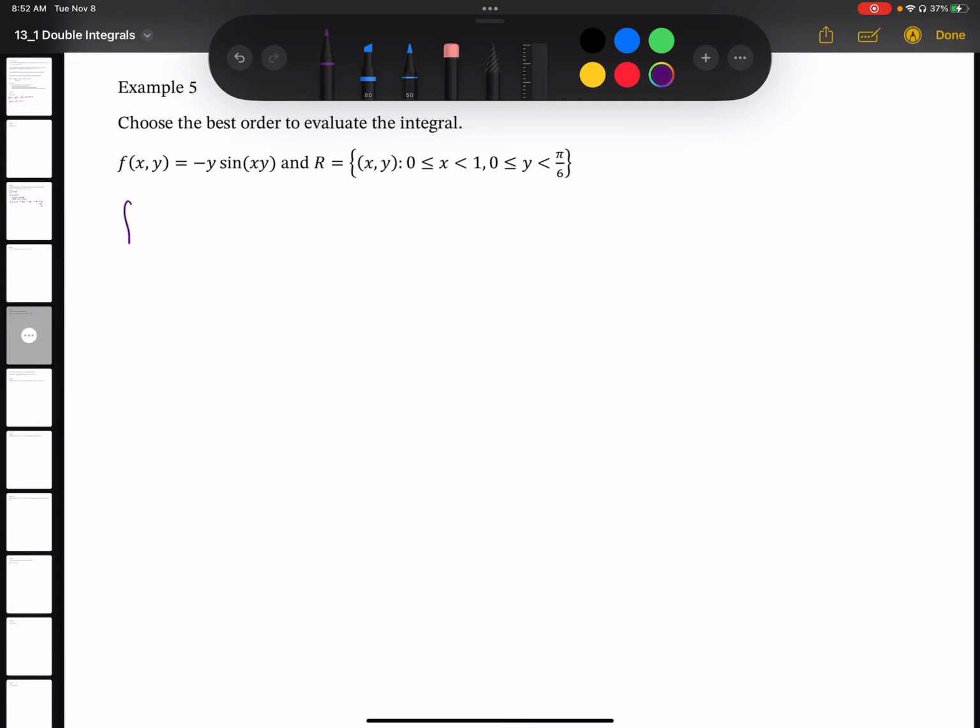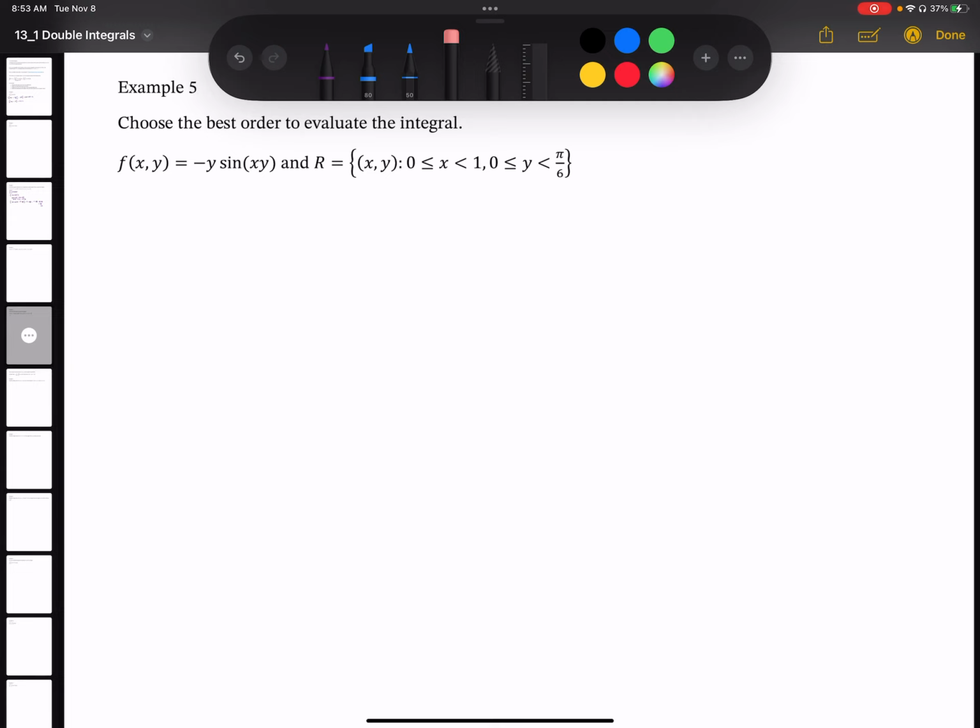So let's say we had some double integral, and it was negative y sine xy, and we tried to do dy dx. Now the problem here is that y sine y doesn't have an easy antiderivative. This requires integration by parts. But if we switch this around, where x is the variable integrated first, like maybe we could use some simple u substitution that makes it work out easier.